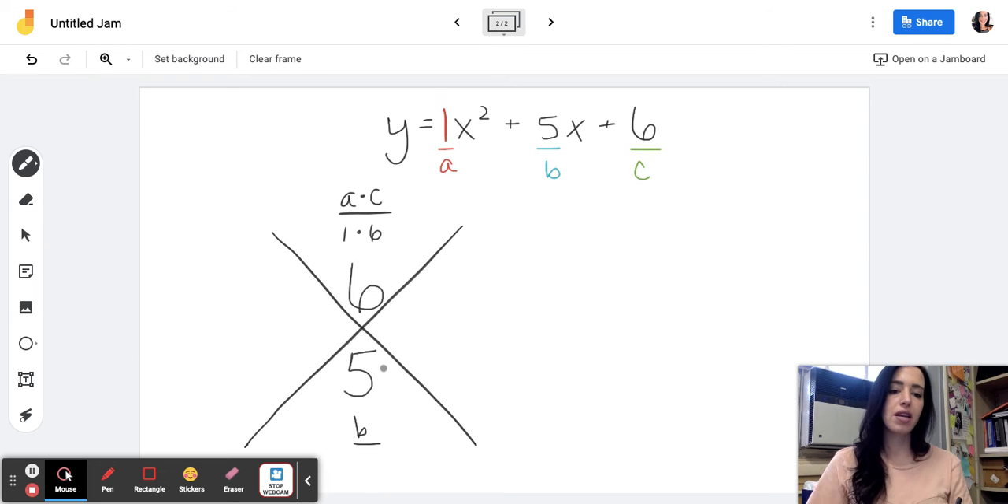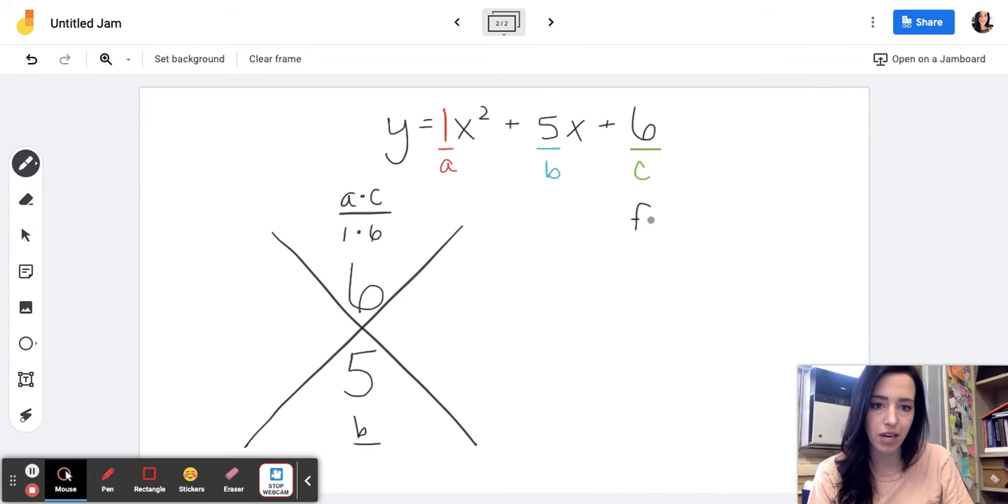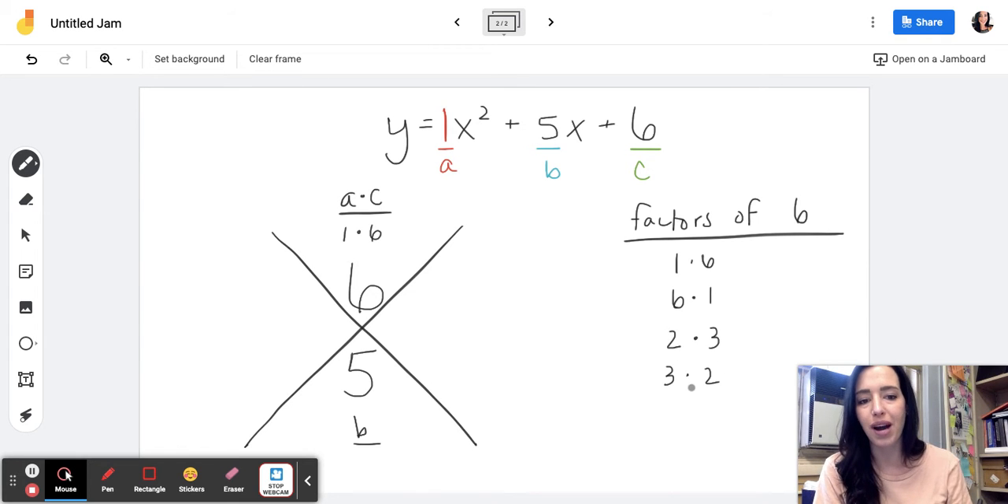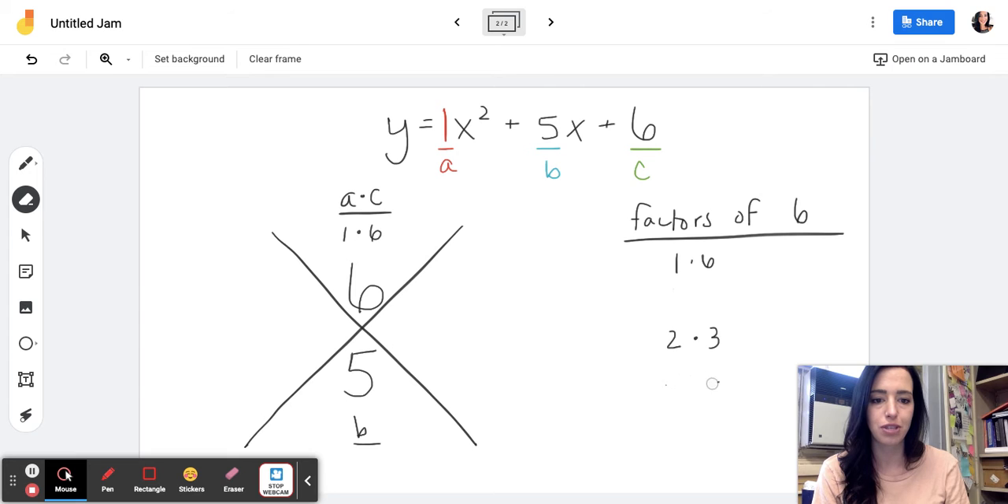All right? So what I need to do is find factors of 6 that are going to multiply together to give me 6, but then also add to give me 5. So I'm going to do this over here. So let's see. Factors of 6, because that's my top number. So I can do 1 times 6. I can do 6 times 1. 2 times 3, or 3 times 2. I will tell you, because all of these numbers are positive, I actually don't really need to have 2 sets of these. I can just have 1 times 6 and then 3 times 2.